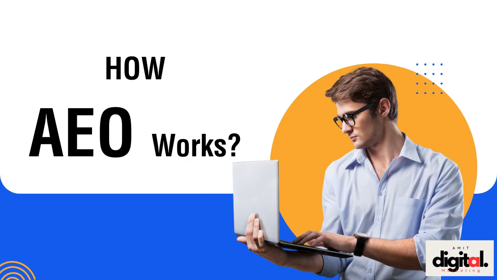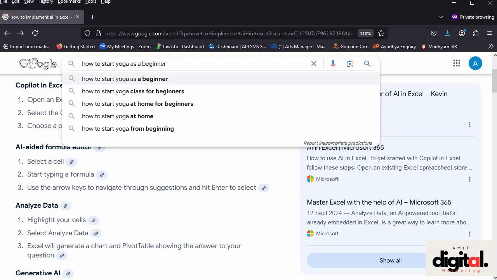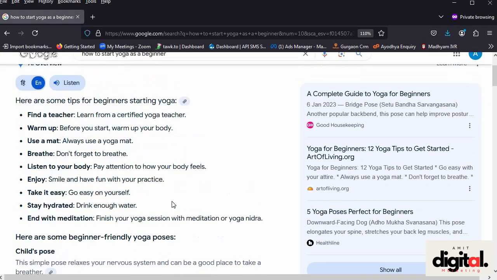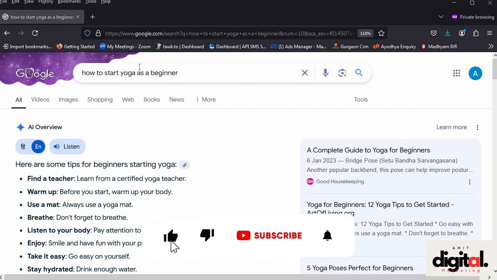Let's understand how AEO works. First, you need to understand what people are asking. Like if you write about fitness or health, then people might ask how to start yoga as a beginner, how to do yoga for back pain. Then you should have a proper answer for it.